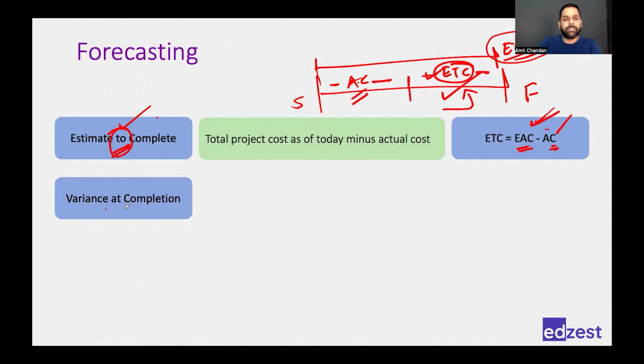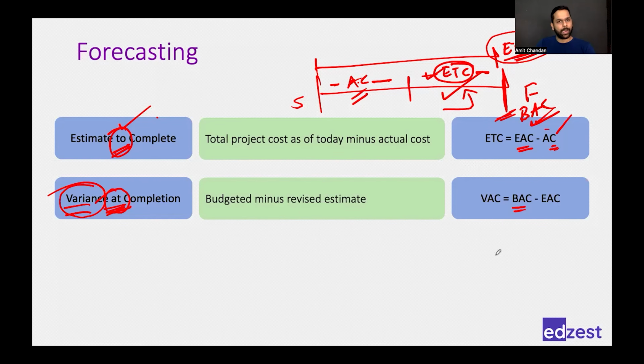Second is variance at completion. Okay. Now variance at completion, what is a variance? Variance means plan minus actual. It's a variation, it's a difference. Right? So variance at completion would be plan minus actual. So if I'm looking at my end, what is my plan? Budget at completion, BAC. What is my revised estimate? EAC. So at any given point of time, if I want to know what is the variance, I will subtract BAC minus EAC. Initial budget minus revised budget. I'll come to know about my variance.